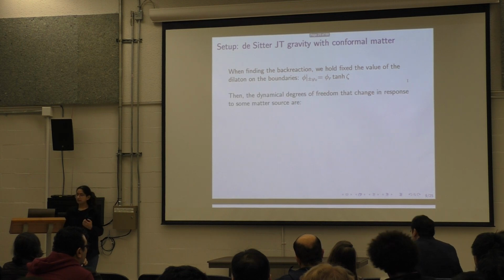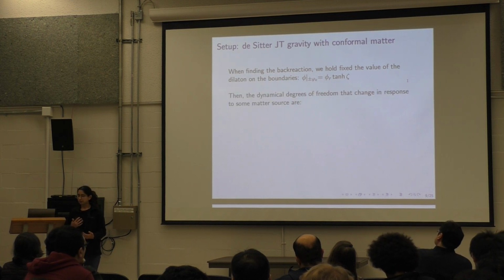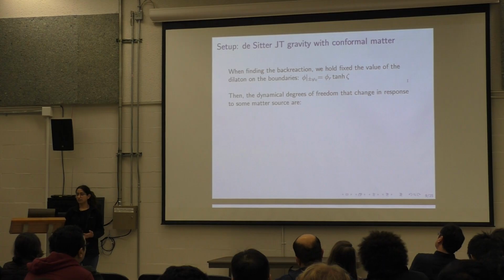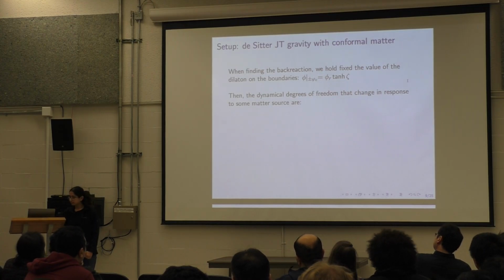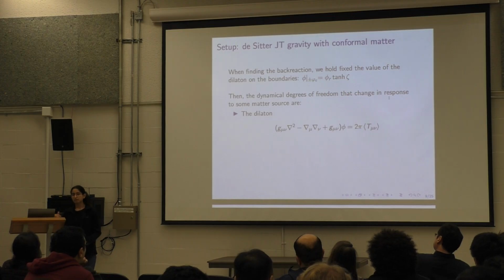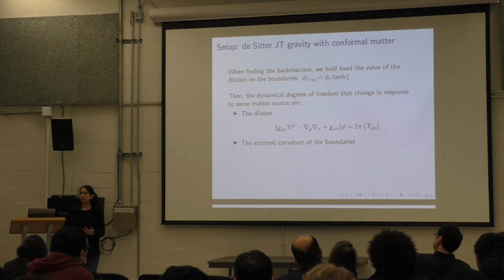So the next question to ask when finding the back reaction is, what are the dynamical degrees of freedom that change in response to some matter source, some non-zero stress tensor? And this is the dilaton, whose equations of motion we can find from the action, and it's sensitive to some non-zero stress tensor on the right-hand side here. And also, another degree of freedom is the extrinsic curvature of these boundaries.